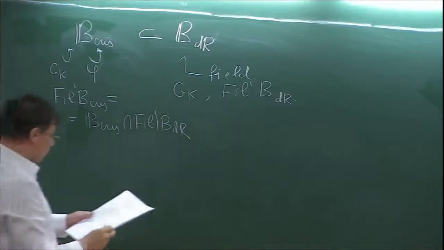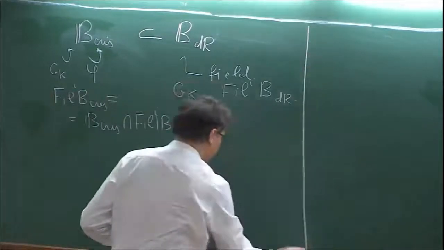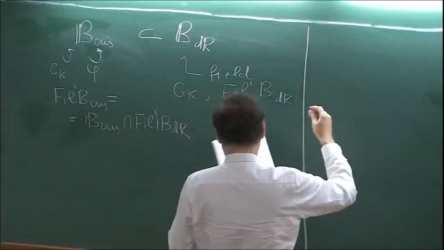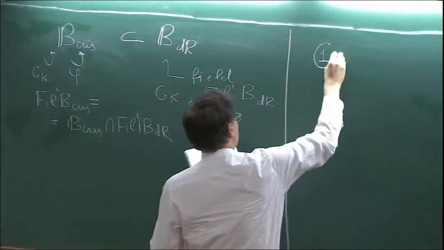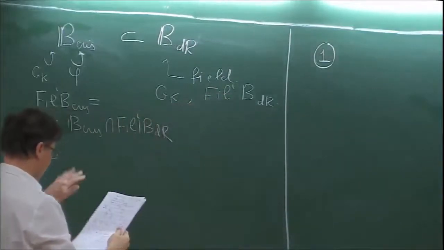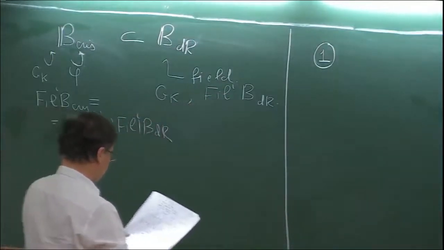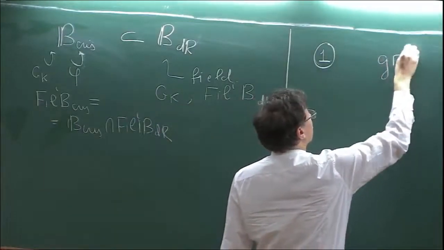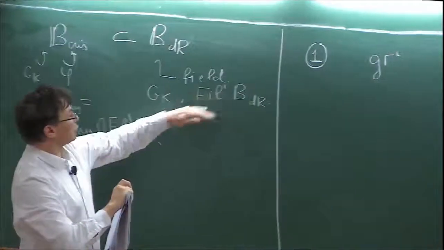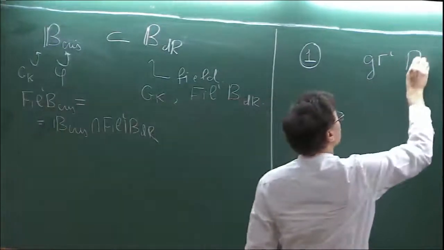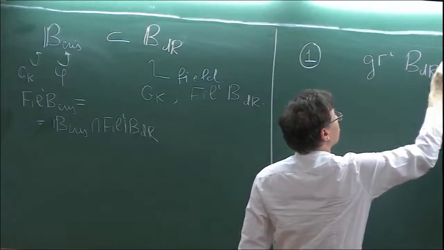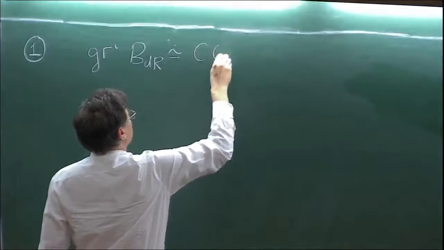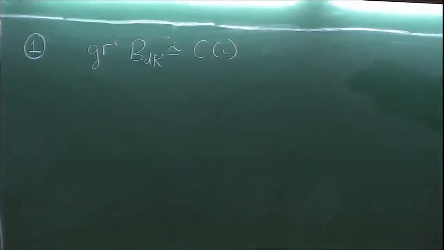Okay, so here are some basic properties of these rings. Maybe I already talked about some of them, but I will give a complete list now. So consider the graduation of this filtration on B_dR. The factors are isomorphic as Galois modules to C(i).